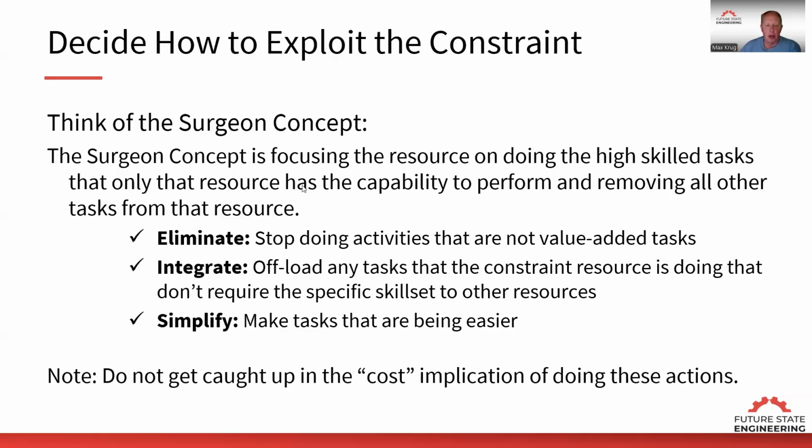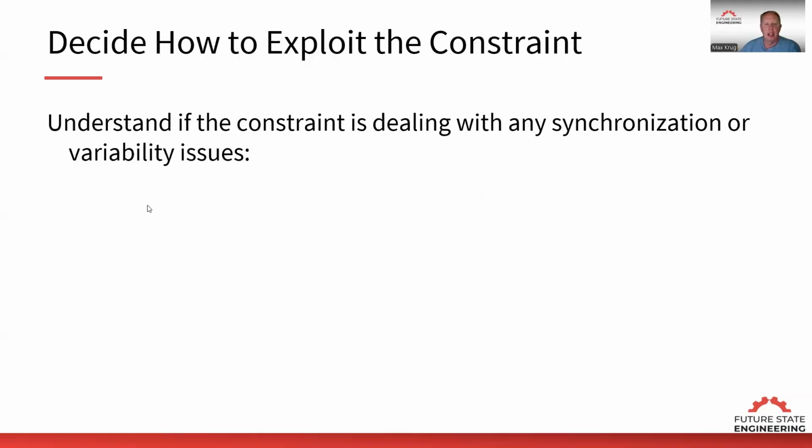And an important note here, don't get caught up on the cost implications of doing these actions. So the cost is negligible compared to the impact we can get of increasing the throughput through the constraint of the system. Next, we want to understand, is the constraint dealing with either synchronization or variability issues? So from previous sessions, we talked about the 3 types of issues: variability issues, synchronization issues, capacity issues. So we know that they are the capacity constraint of the system.